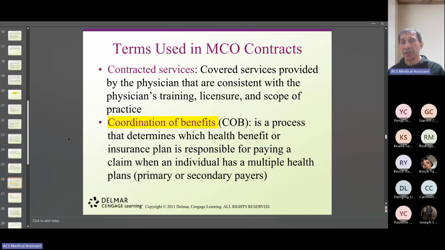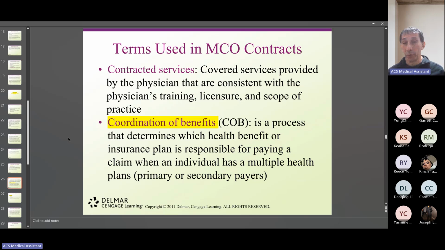So remember, this coordination of benefits is very important. If you have one insurance yourself because you are working or you are paying for it, or you have a government insurance, then that will pay for your services. If you do not have insurance, but your spouse has insurance and you are covered under that insurance, so you are a dependent, then that insurance will pay for your services.